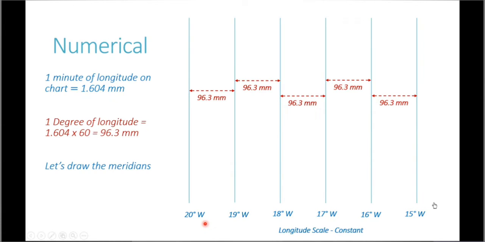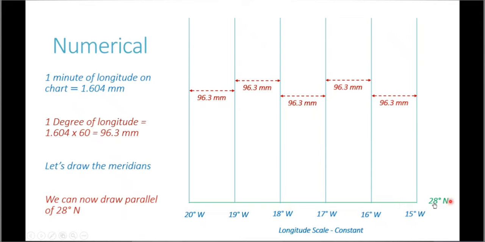Once the meridians are there, based on the longitude scale, which is constant, that is why you see the length between any two meridians is the same in all parts of the chart. Now we know the parallels which we need to draw, that is 28 degrees north to 32 degrees north. So my bottommost parallel will be 28 degrees north. So we can now easily draw the bottommost parallel here, 28 degrees north. So let's plot it.